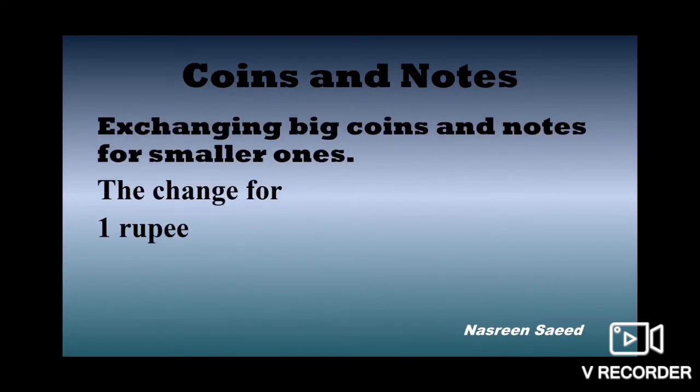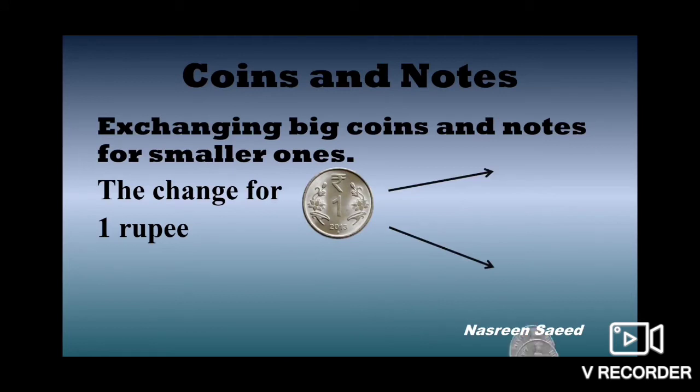Now exchanging big coins and notes for smaller ones. The change for 1 rupee. So 1 rupee can be changed into more smaller number. Now which is that number? Let us see. It can be changed into a smaller denomination. So 1 rupee, if we have 2 50 paisa coins, that becomes 1 rupee. Now in India we have 50 paise coin is the smallest denomination, but people are rarely using it. So now we come to know that 1 rupee can be exchanged for 2 50 paisa coins. Okay.